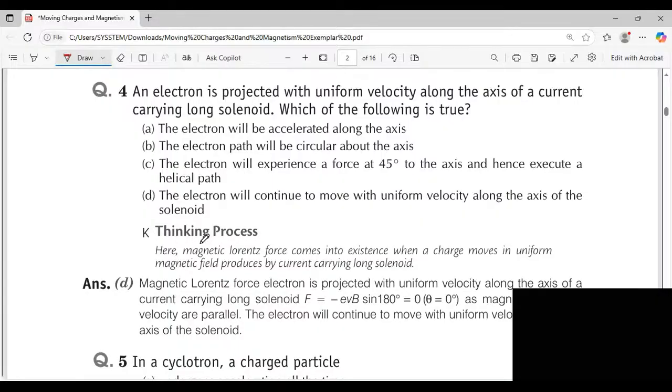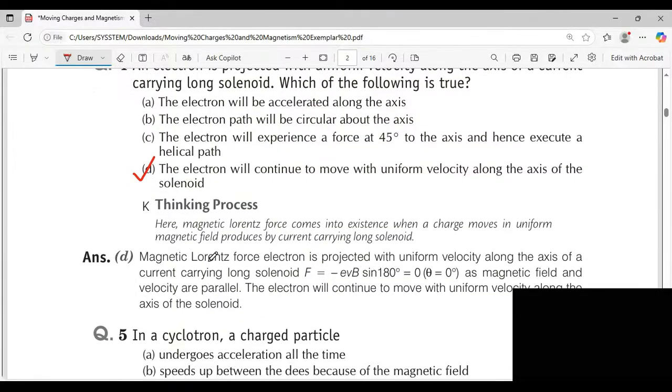The electron will be accelerated along the axis. The electron path will be circular about the axis. The electron will experience a force at 45 degrees to the axis and hence execute a helical path. The electron will continue to move with uniform velocity along the axis of the solenoid. So the correct option of this question will be D.